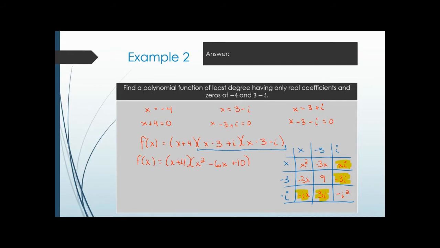So now I need to multiply once again to get the full polynomial. Again, I like to set up a table with this. So I have x squared minus 6x and 10, and then I have x and 4. And I just do this so I don't get lost in what I'm multiplying.